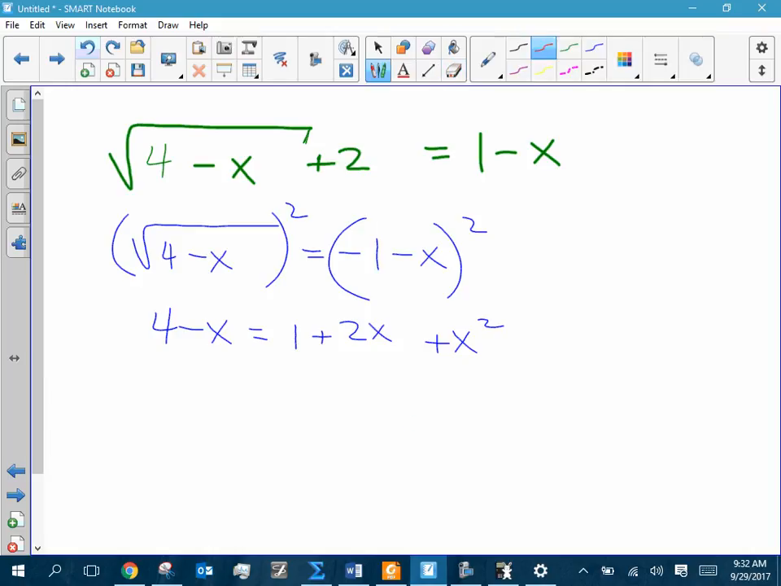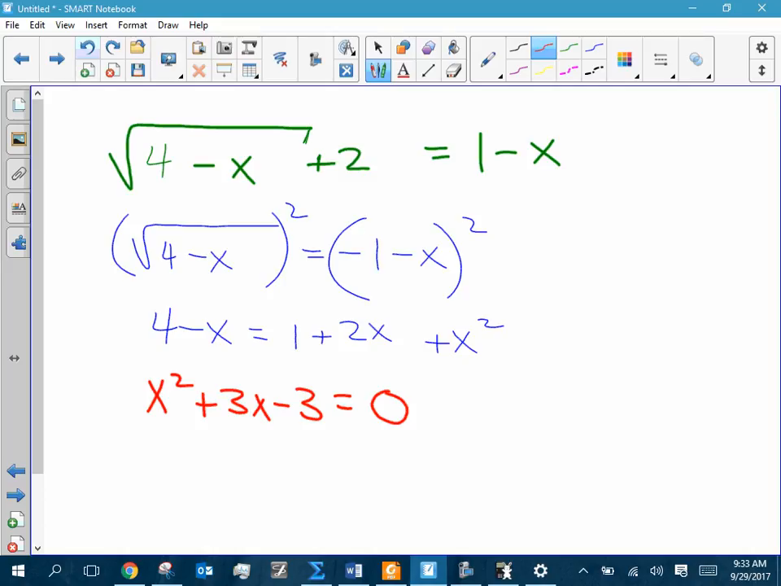So now we're going to solve for 0, right? Or get x squared plus my whatever x term is plus my constant is equal to 0. So just moving some things around here. We'll have x squared. I'll move my x over, so it gives me 3x. I will move my 4 over, so it gives me negative 3 is equal to 0. You guys agree with that?